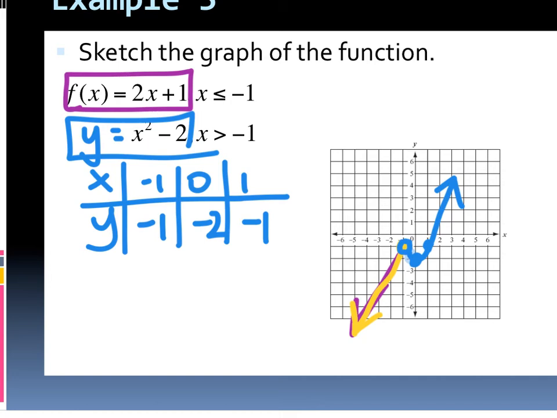How many points do you want? So parabola, I would say 3. Line, 2. Anything other than a line, I would say 3. Questions on the piecewise function? So now you know how to evaluate them and how to graph them, right?